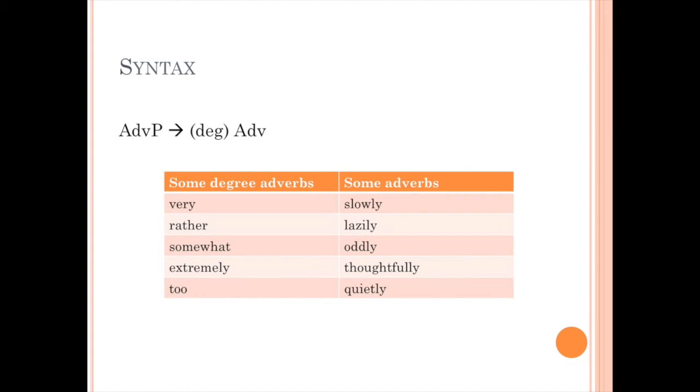The rule at the top of the screen reads, an adverb phrase consists of an optional degree adverb and an adverb. Degree adverbs are adverbs that show the intensity or degree of an action, an adjective, or another adverb. Some examples of degree adverbs and adverbs are given in the table. So sentences like "he slept rather slowly" would be grammatically correct even if they don't make a whole lot of sense.